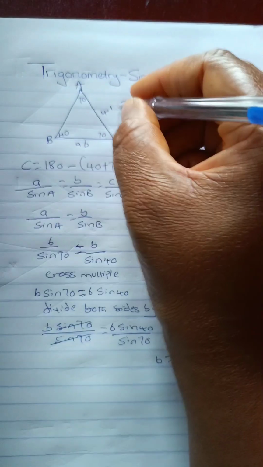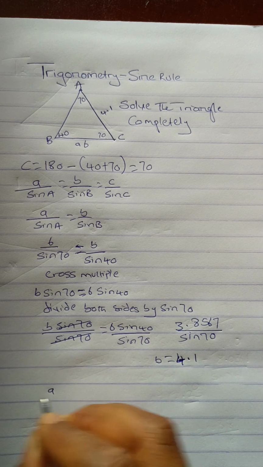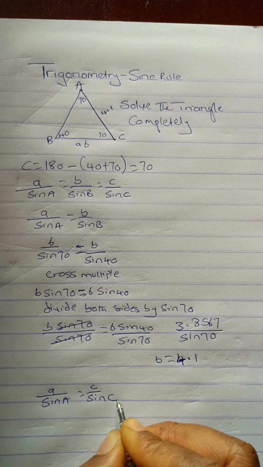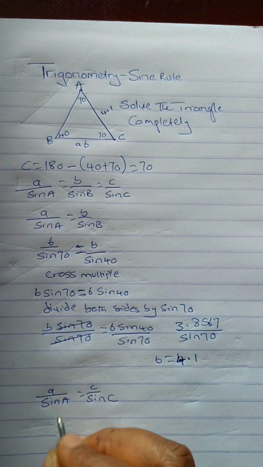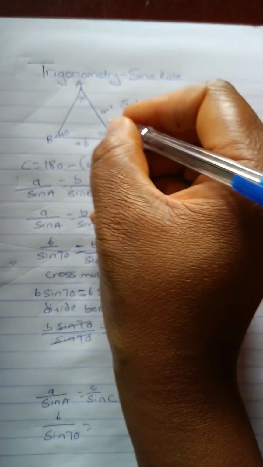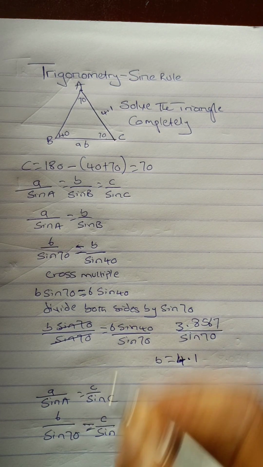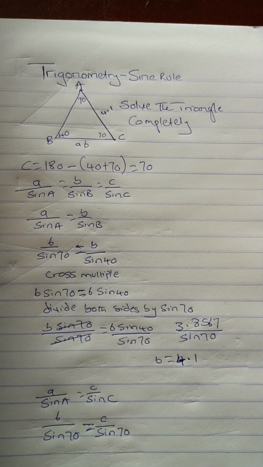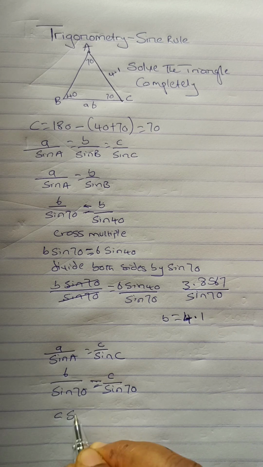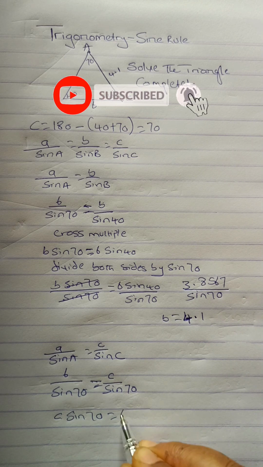So we have our A, we have our B. We now have to look for C. So let's use a over sine A equal to c over sine C. Small a is 6. 6 over sine 70 equal to, there's no small c, so c over sine, the big C is 70. So we cross multiply. When we cross multiply, we have c sine 70 equal to 6 sine 70.